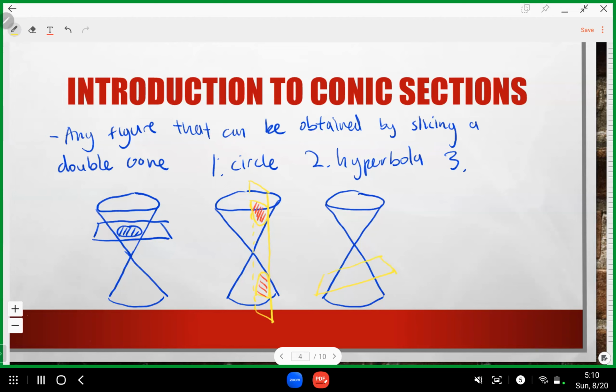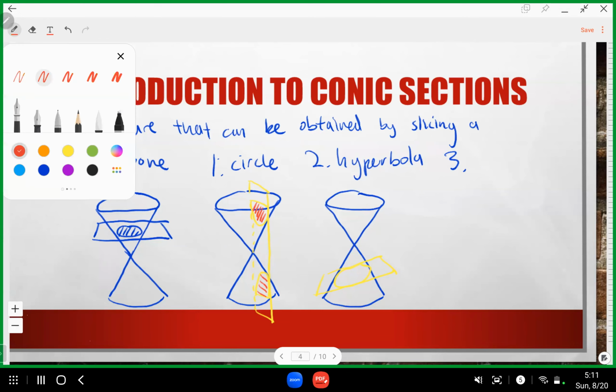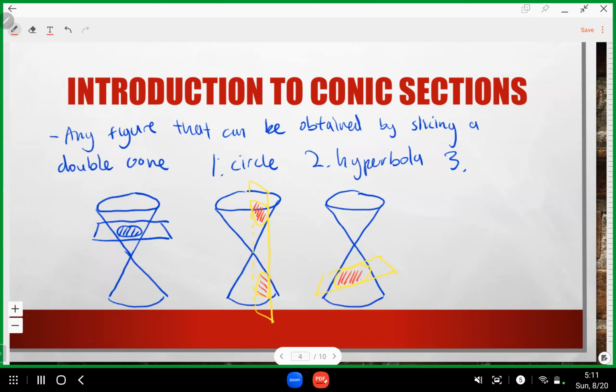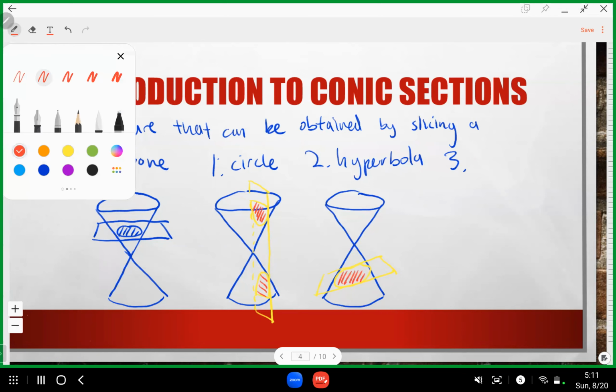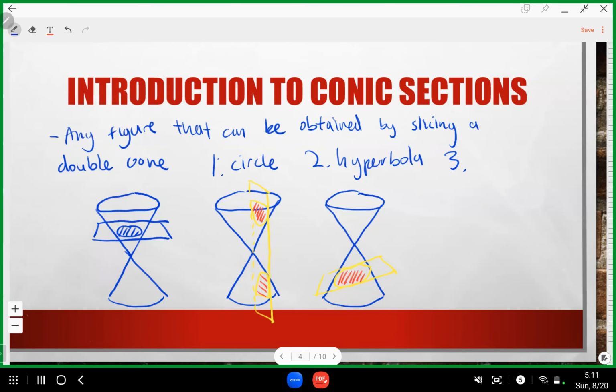So if we slice it diagonally like this, it's not a perfect circle. If we slice it horizontally, it's a perfect circle. But if we slice it diagonally, here's what we get. We get an ellipse. An ellipse is basically an oval. So we get an ellipse here, and you can see this, right? This one is pretty easy to visualize.